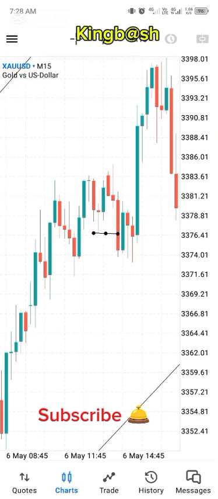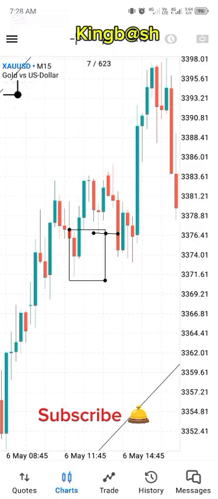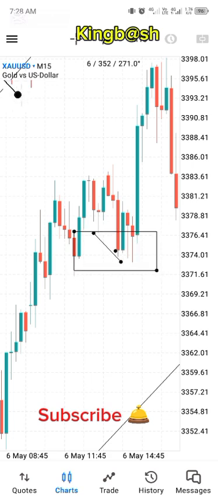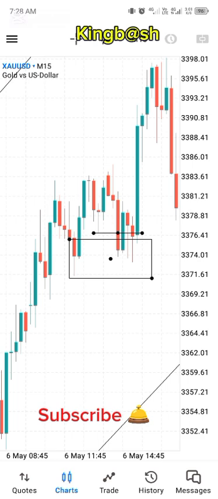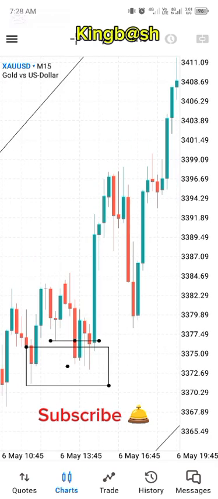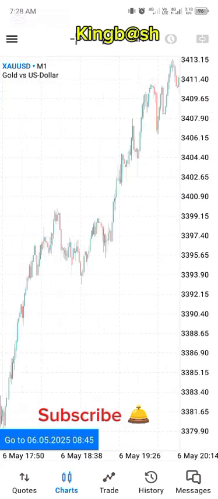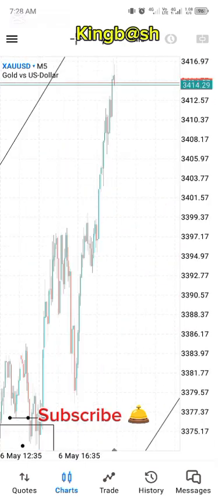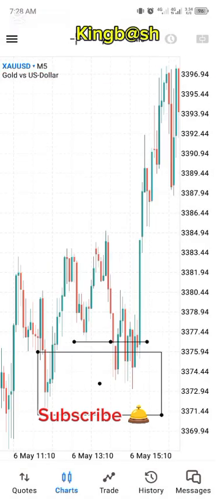Beneath that low, what do you see? You can see there is a demand zone here. This is the most recent zone, and beneath this liquidity there is a demand zone. So this is a place you can take your entry. Then you go to the 1 minute time frame, or you can go to the 5 minute time frame, whichever time frame you want. You can go to the 5 minute time frame.